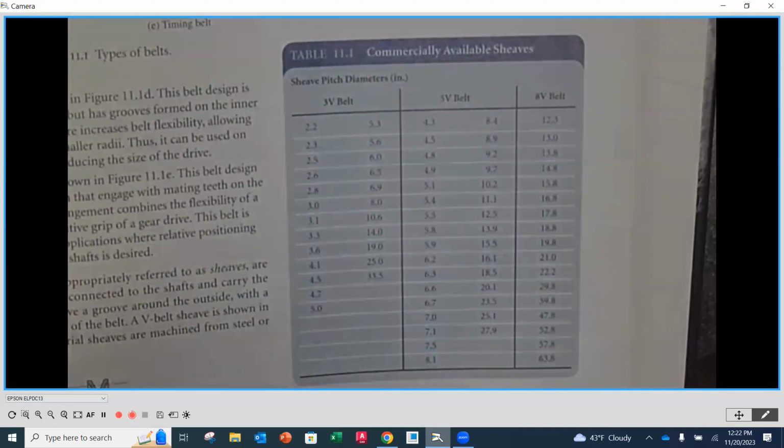So if you're saying I'm a V-belt manufacturer for this profile, then you're going to be making these, but you may make extra ones, maybe some that are going to expand your offering, but they're not going to be listed as a standard. Additionally, the process that we're going to be going through here is going to be the book's process.